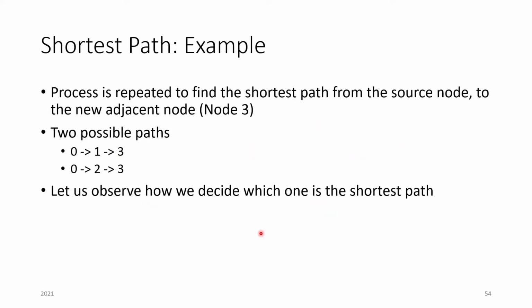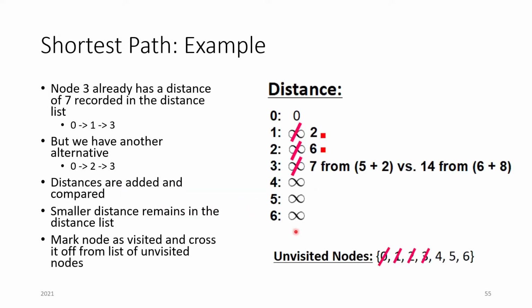So we repeat the process as required from the adjacent nodes of our shortest path estimate to the new adjacent node that is connected in our graph. So there are two possible paths that we just saw. There was 0, 1, 3 and 0, 2, 3. And let's see how the algorithm here will decide which one is the shortest path.